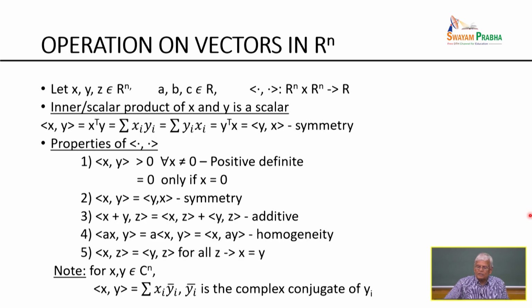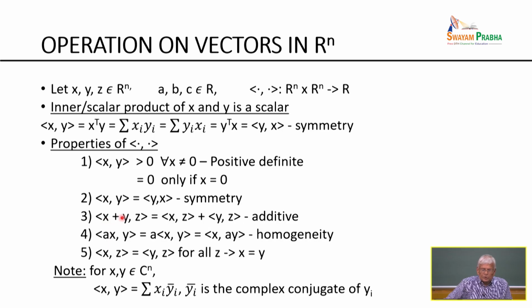So what are the properties of inner product? The inner product of x with itself is greater than 0 when x is not equal to 0. The inner product of x with itself is 0 only when x is 0. There is a correction needed: the second y must be an x. Also, (x, y) equals (y, x), it is symmetric.